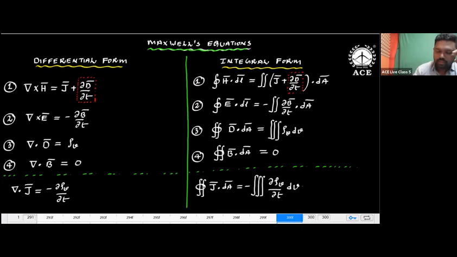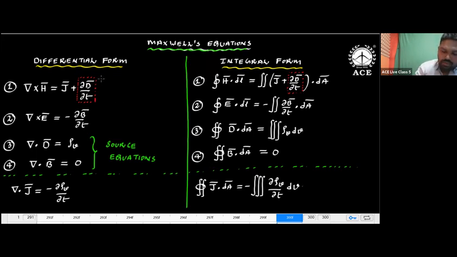Third one: the source for the electric field is a charge. The source for the magnetic field is also charge. But what kind of charge is that? Dipole charge, beta. So what are these two equations, third one and fourth one, talking about? These are talking about the source equations. These are source equations, beta.